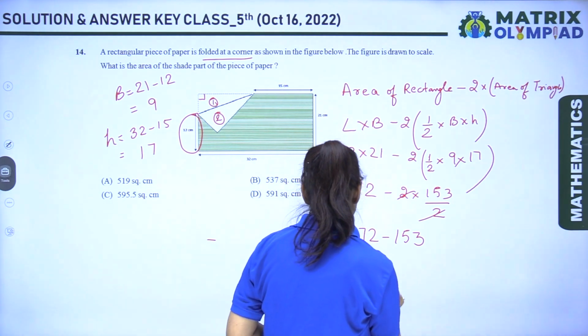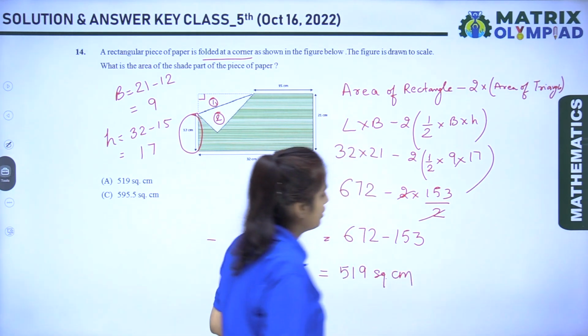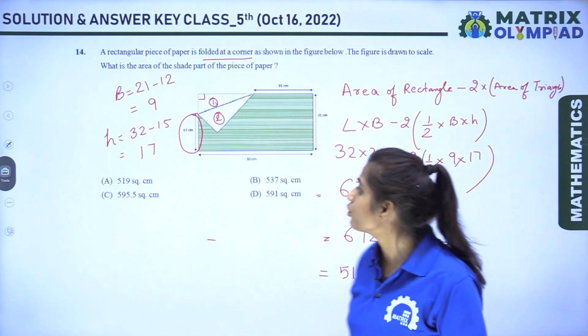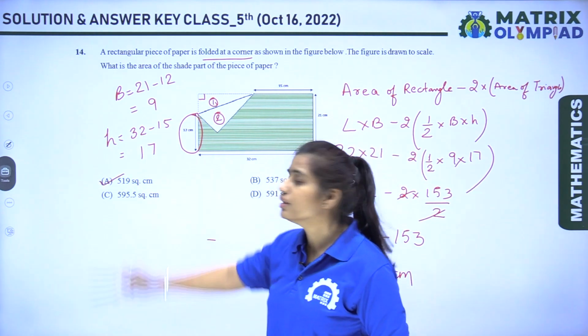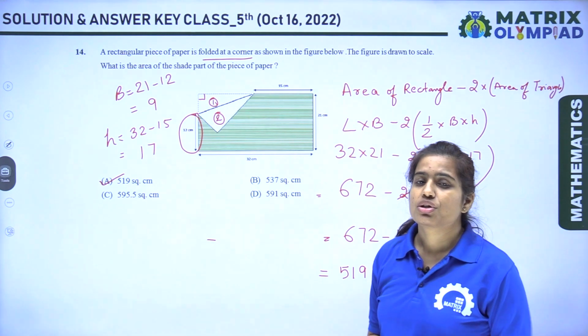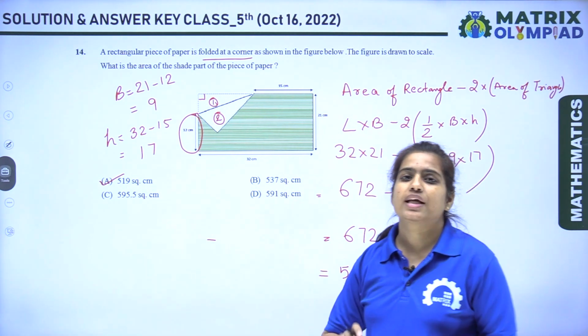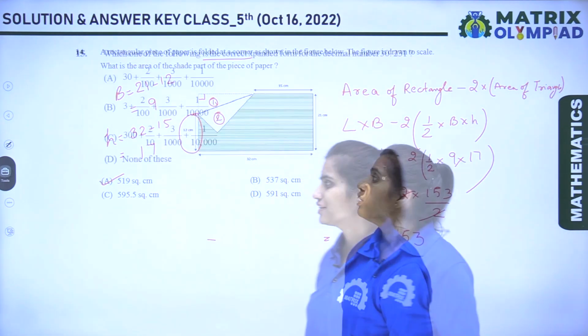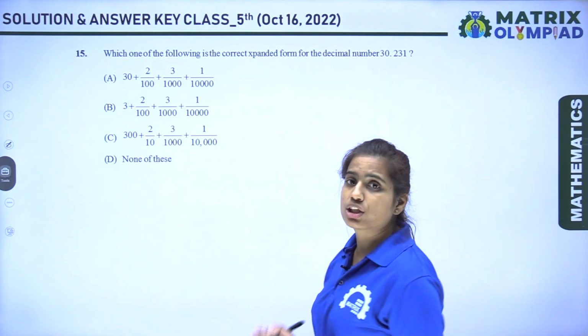519 square centimeter. So according to the options, option number A is the correct answer. So in this question, you have to simply apply the formula and do the subtraction part and you will get the answer. Now let's begin with the 15th question.